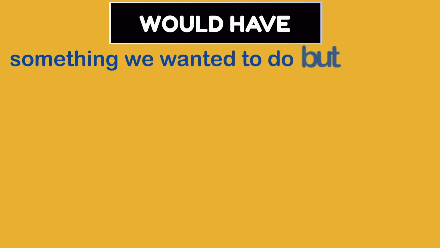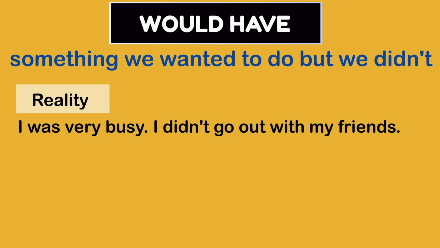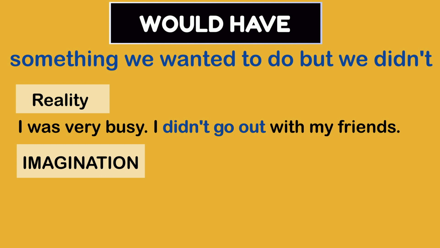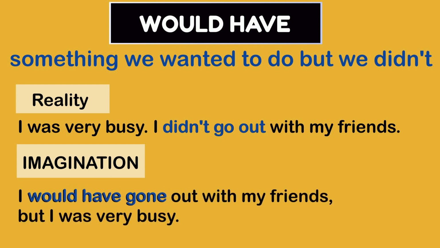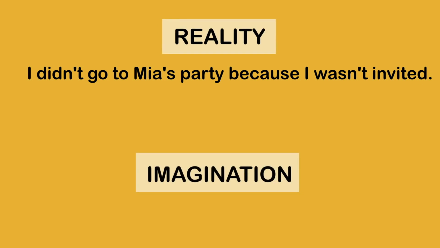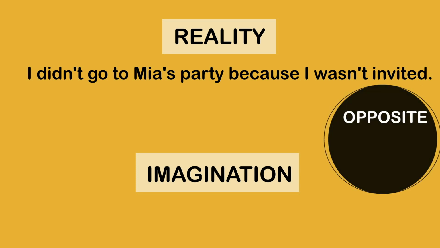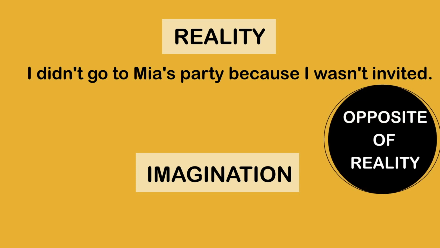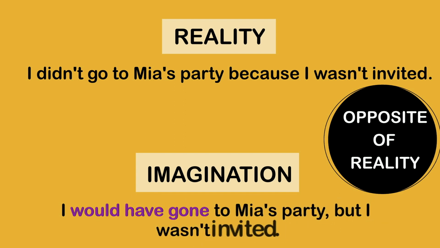We can also use would have to talk about something we wanted to do, but we didn't. For example, I was very busy last week, so I didn't go out with my friends. Now, I am imagining the opposite. I would have gone out with my friends, but I was very busy. I didn't go to Mia's party because I wasn't invited. Now, that's the reality, but I'm going to imagine something that did not happen, the opposite of reality. I would have gone to Mia's party, but I wasn't invited.